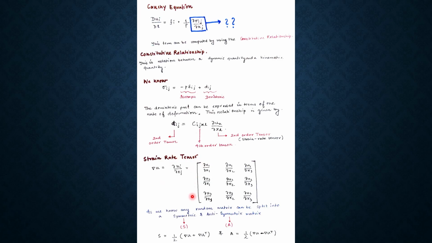So this is the strain rate tensor as we know, and this is a 3 by 3 matrix. As we know, any random matrix can be split into a symmetric and an antisymmetric part. So we do the same over here. We take the symmetric part as half of (del u plus nabla u transpose), and the antisymmetric part by taking the minus.